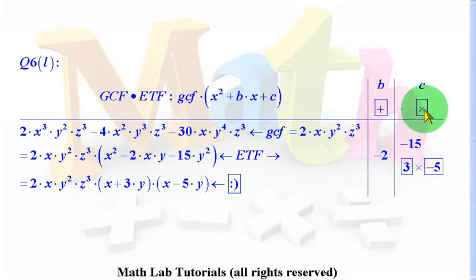And again, do the multiplication first. We're looking for two numbers that multiply to give you negative 15, and then they add to give you negative 2. And certainly 3 times negative 5 will give you negative 15, and 3 plus negative 5 will give you negative 2. So that must do the trick.